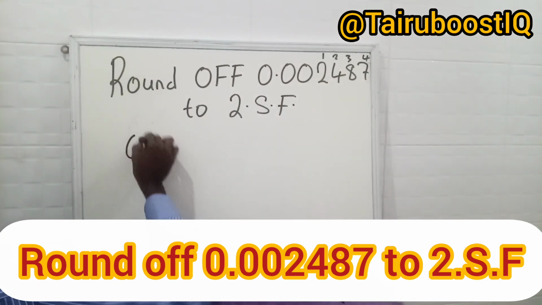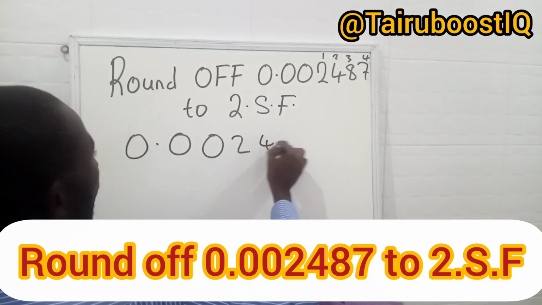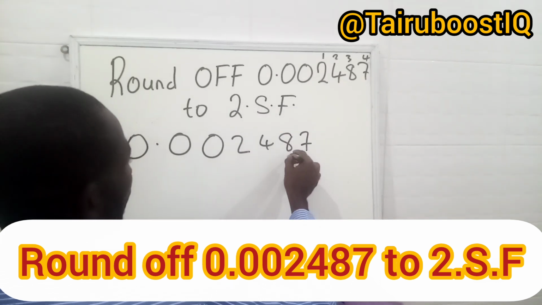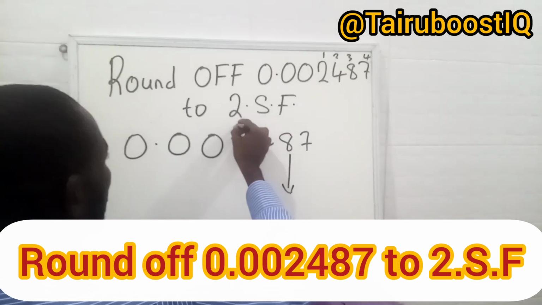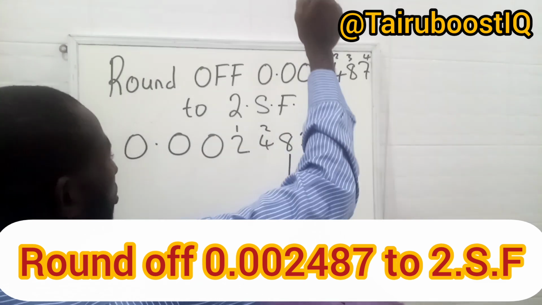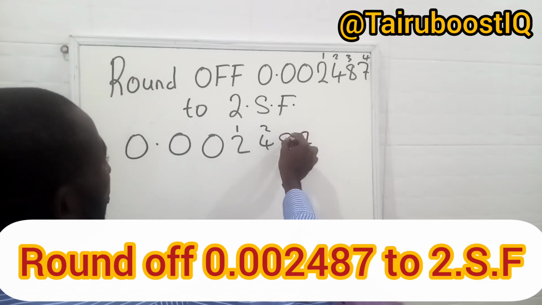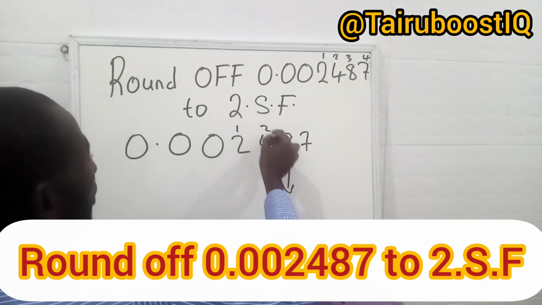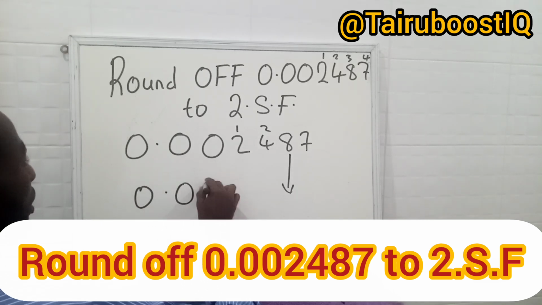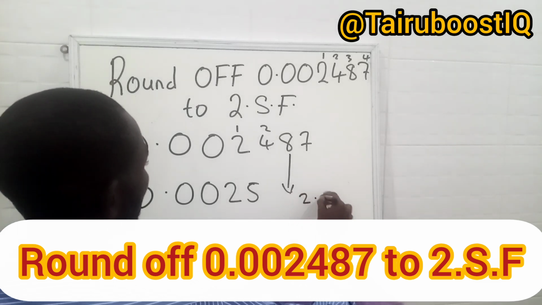So to round up 0.002487 to two significant figures, first of all, we are going to put our arrow here. Since they say two significant figures, we now ask ourselves, is this a rounded up number or a rounded down number? This 8 is a what? A rounded up number. So we can add 1. And when we add 1, our answer now is 0.0025.